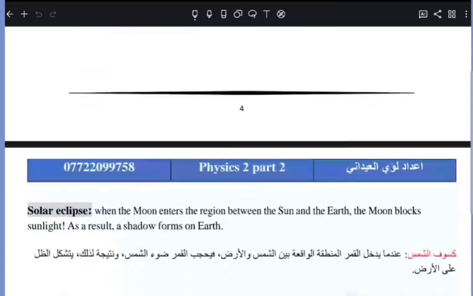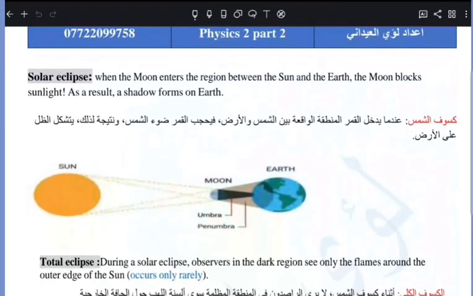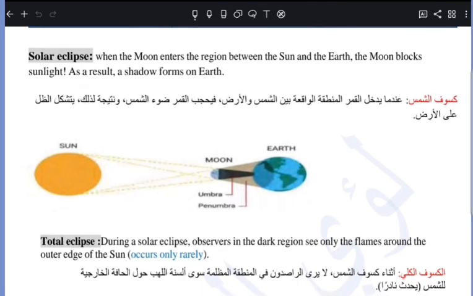Excellent. Now, what is a solar eclipse? A solar eclipse is when the moon enters the region between the sun and the Earth. The moon blocks the sunlight. As a result, a shadow forms on the Earth. Excellent. Now, how do we draw the solar eclipse?